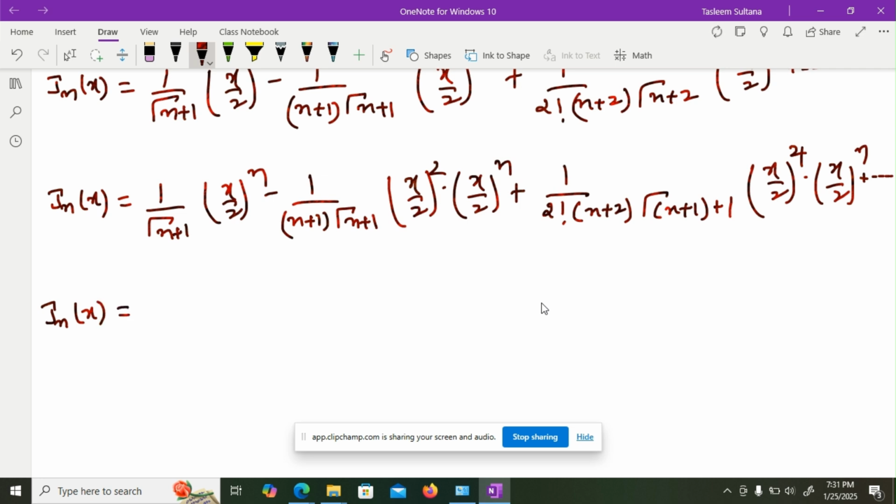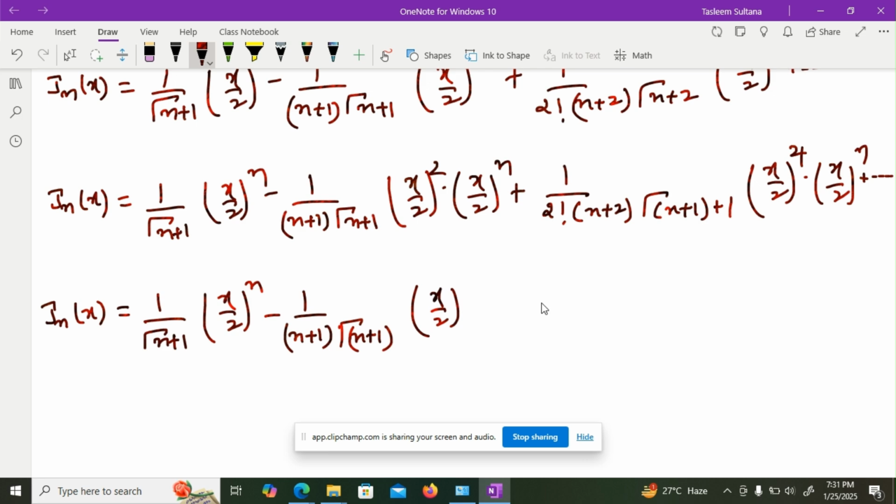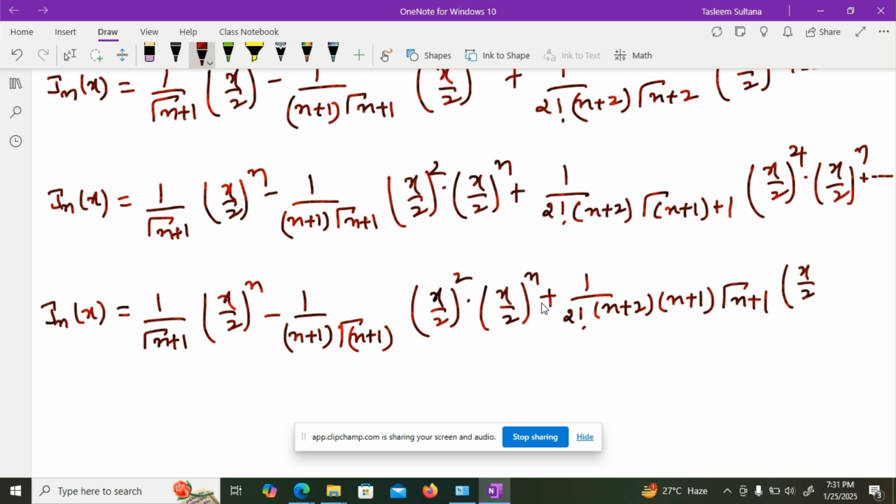J n of x is equal to 1 divided by gamma of n plus 1 of x by 2 to the power of n, minus 1 divided by n plus 1 of gamma of n plus 1 of x by 2 whole square into x by 2 to the power of n, then plus 1 divided by 2 factorial n plus 2 of n plus 1 gamma of n plus 1 of x by 2 to the power of 4 into x by 2 to the power of n, plus so on.